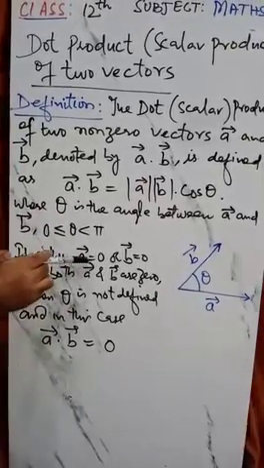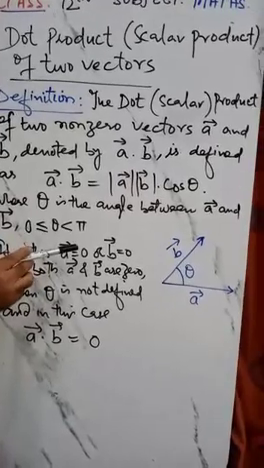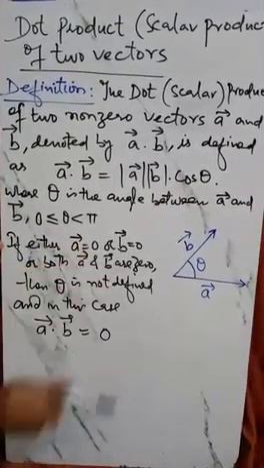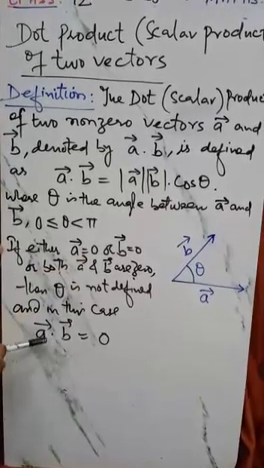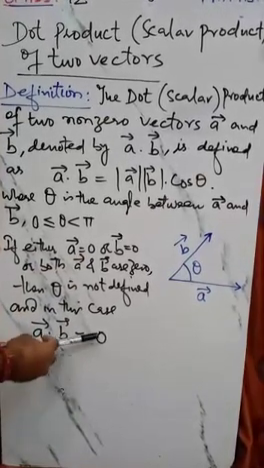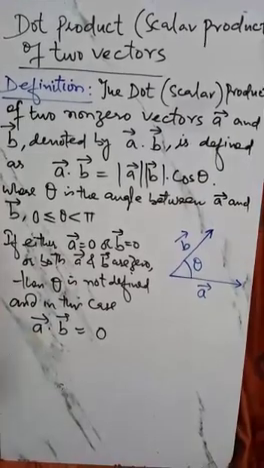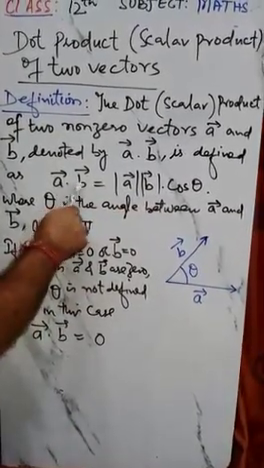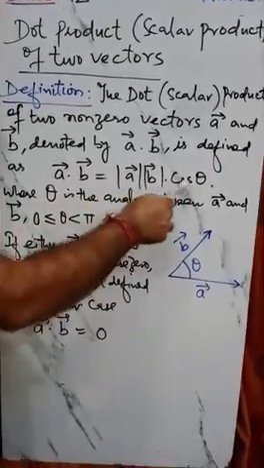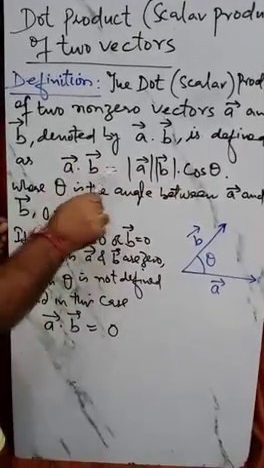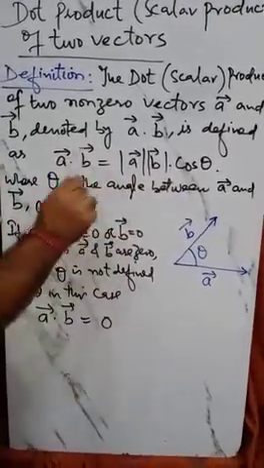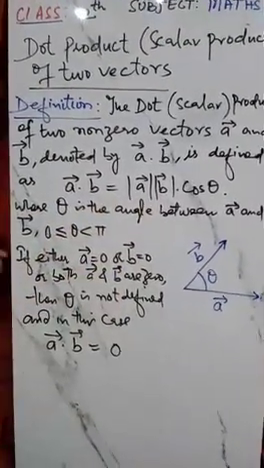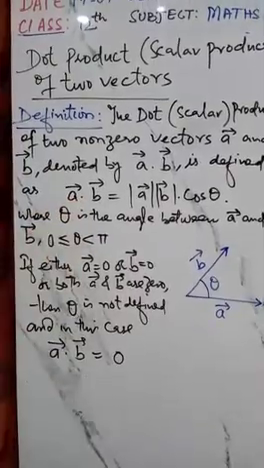Now if either vector A is equal to 0, or vector B is equal to 0, or both A and B are 0, then the dot product of A and B is equal to 0. So अगर A 0 है तब भी ये 0 होगा A dot B, because 0 into anything in the multiplication gives 0. Similarly B 0 होगा तब भी, और अगर A और B दोनों 0 होंगे तब भी इनका डॉट प्रोडक्ट 0 होगा.